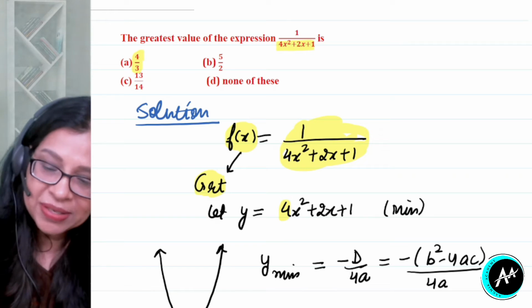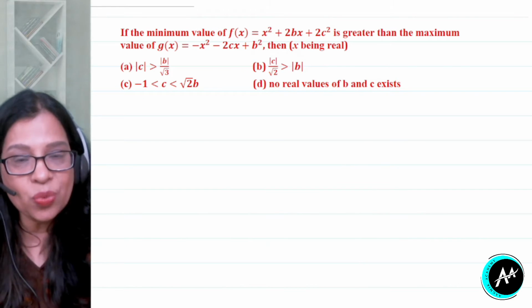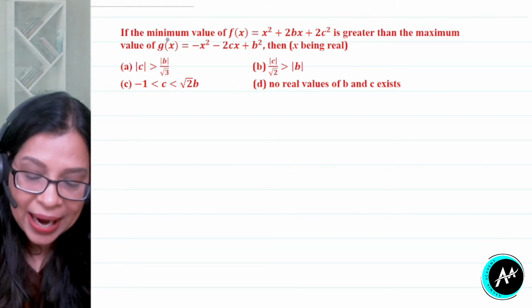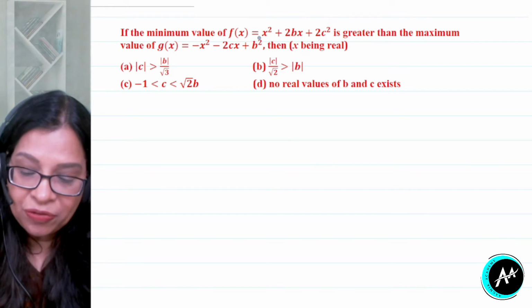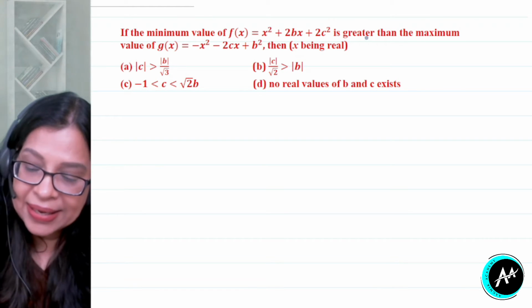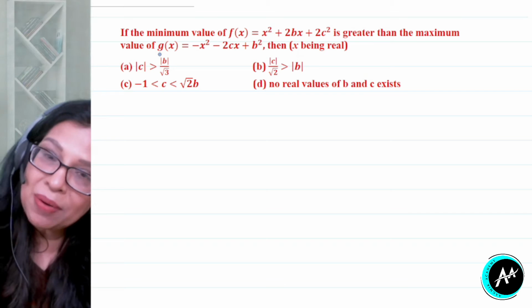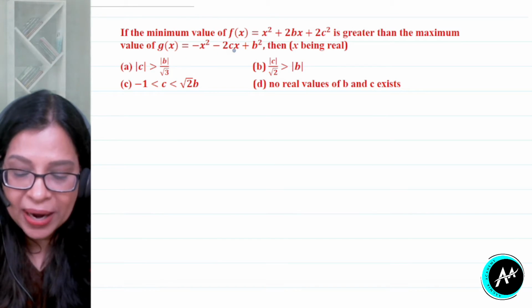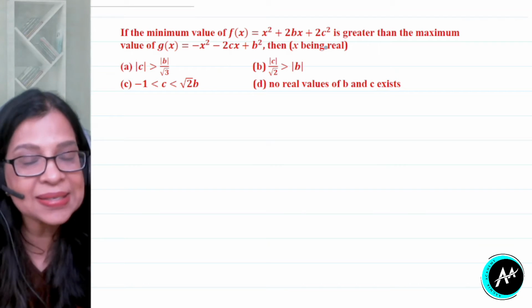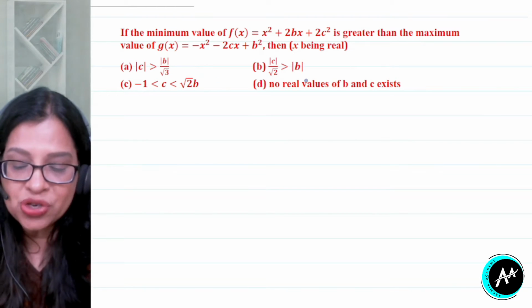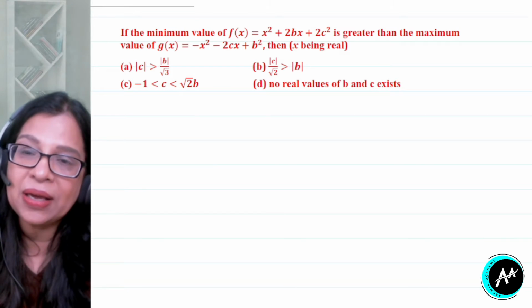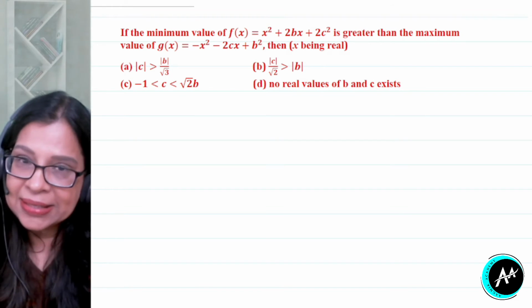Let's see one more question based on that. Now look at the next question on your screen. Let's read the question first very carefully. We are given that if minimum value of fx equal to x square plus 2bx plus 2c square is greater than the maximum value of gx, which is, what is the function gx? Minus x square minus 2cx plus b square, where x is real. Then you can see in the options we have to tell the relation between the two constants involved, that is b and c. Alright, let's see how to do it.